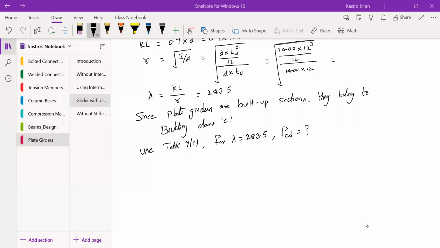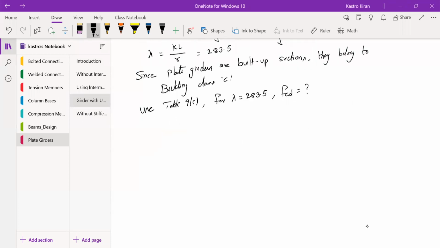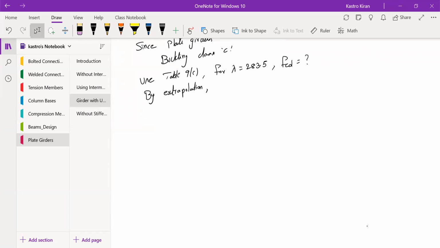Now we have to do the extrapolation. Please remember why we are doing extrapolation: the lambda values in Table 9C are limited up to 250 only. Since you don't have lambda of 283.5, you cannot find the value of FCD directly, so you are going to do the extrapolation. What is extrapolation and how do we do it? As I was telling earlier, you have to take the last two values.